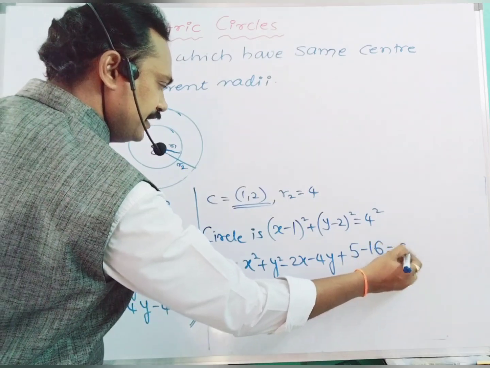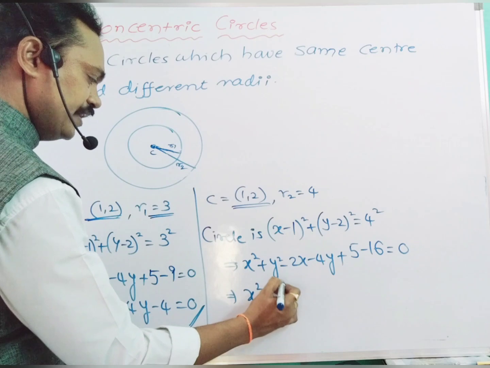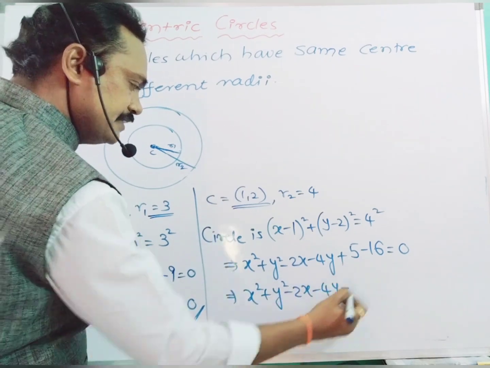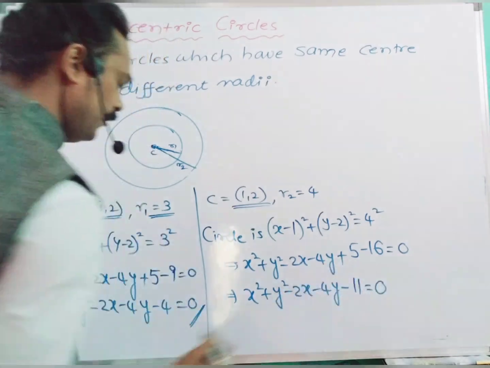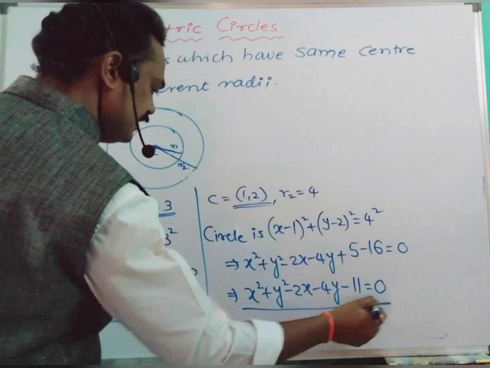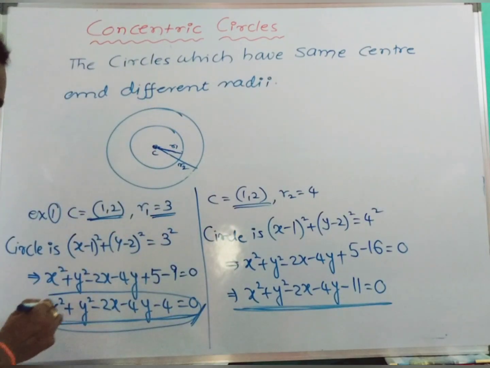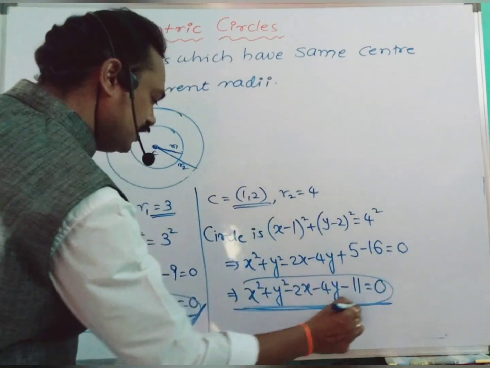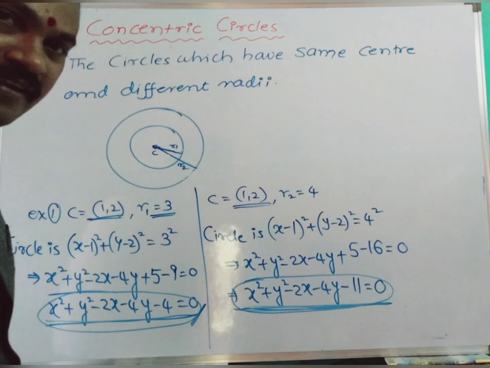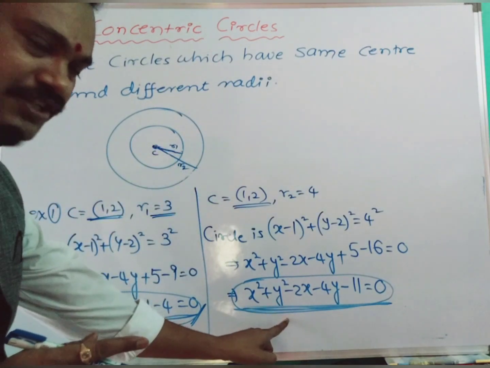16 equals to 0. What remains here? X square plus y square minus 2x minus 4y minus 11 equals to 0. What is the difference between two concentric circles? These are two concentric circles, no? These two are called two concentric circles whose center is same and having different radii. Is it clear? These are two circles which are concentric circles.